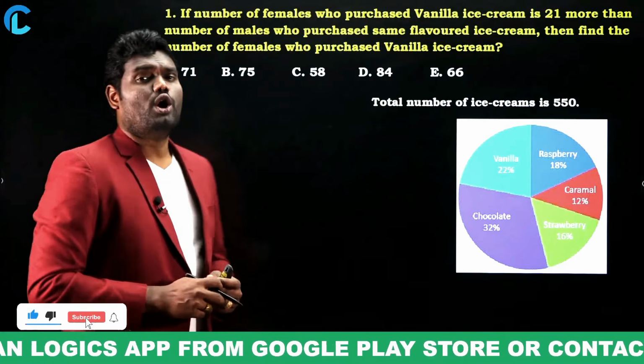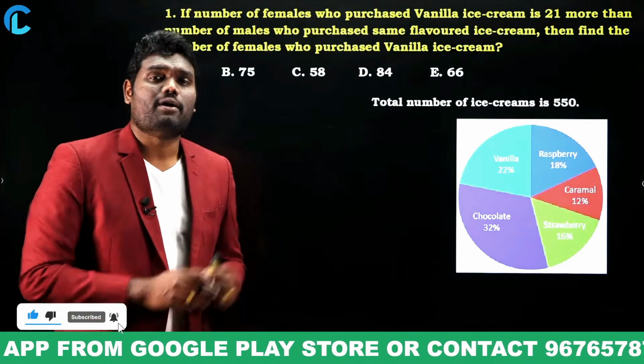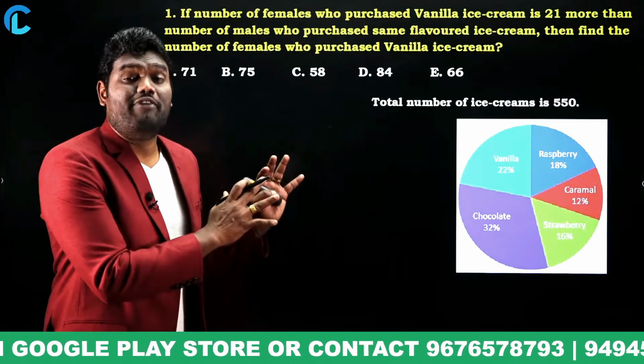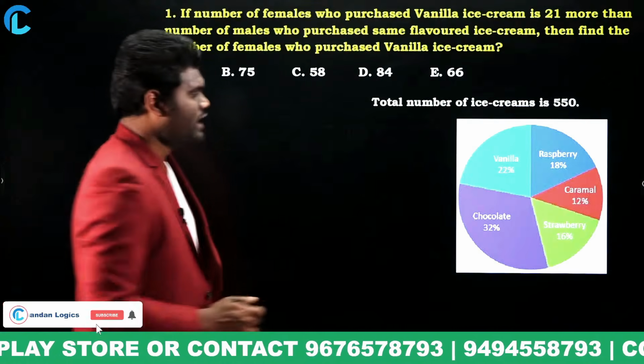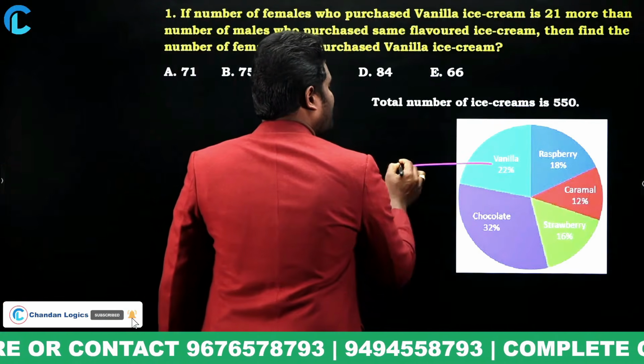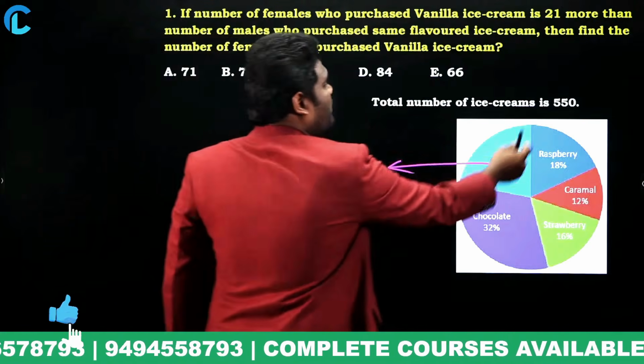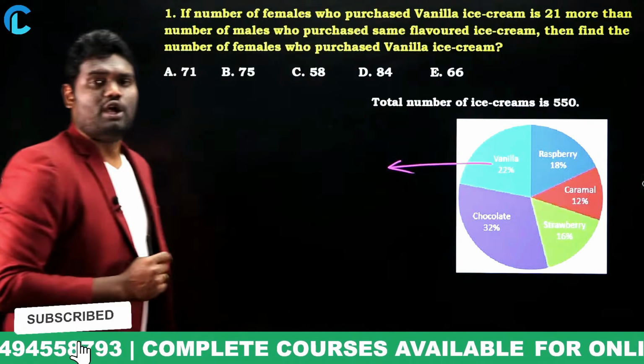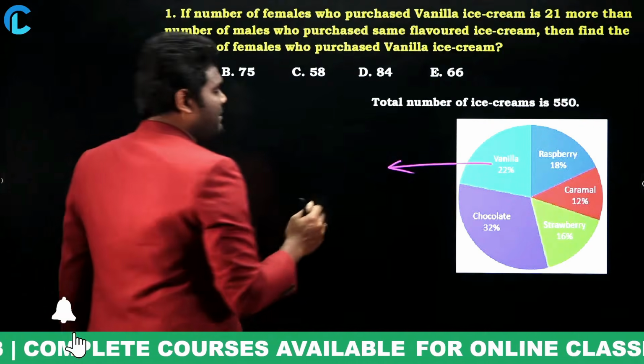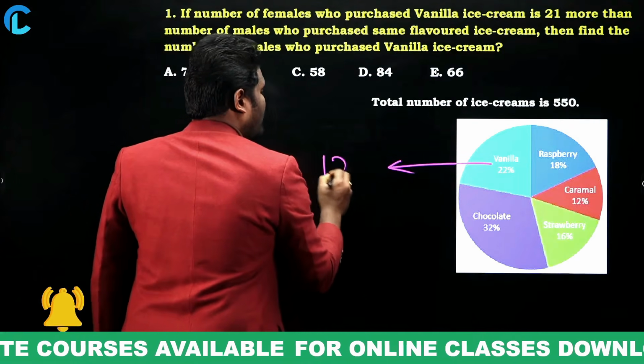Now first you need to know in total how many vanilla flavored ice creams are there. If you observe, vanilla flavor total how much? 22%. Yes or no? So 22% of 550. 22% of 550 means that is 121.